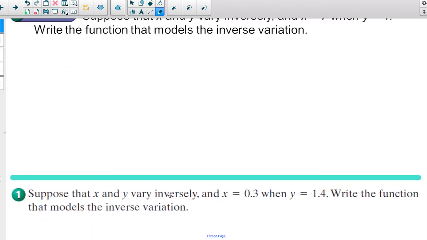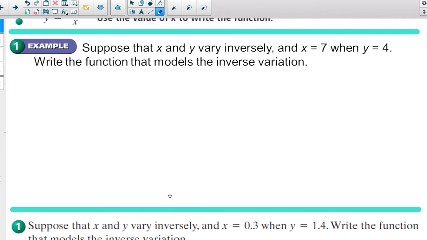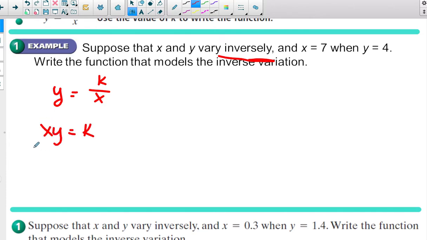So now let's take a look at the one that's going to be for your notes. Suppose that x and y vary inversely, and again, that vary inversely is a key term that tells you that we are going to be using y equals k over x. And x equals 7 and y equals 4. Write the function that models the inverse variation. Well, if y equals k divided by x, then again we know that xy equals k. x is 7, y is 4, so 7 times 4 is 28 equals k.